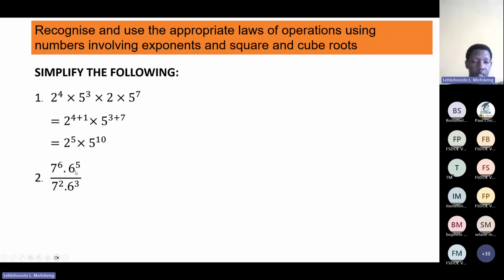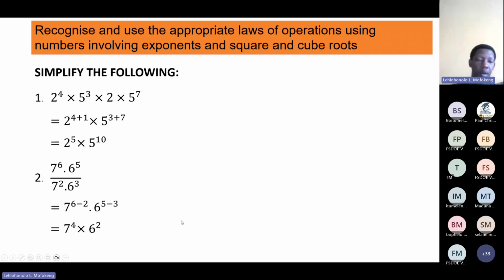The same with base 6. We have 6 to exponent of 5, 6 to exponent 3. So same base, we must subtract the exponents. So let's have a look at this. With base 7, we have exponent 6, and we have to subtract exponent 2. With base 6, we have 6 to exponent of 5 and 6 to exponent of 3. Therefore, we will have 5 minus 3 because we are dividing the same base.